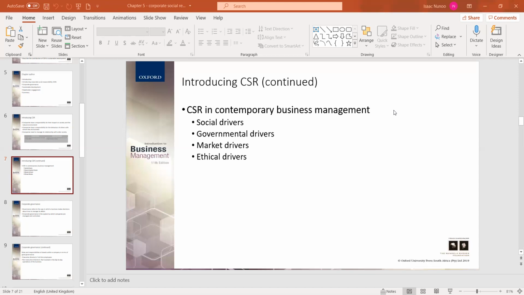With these kinds of issues, we can now go on to talk about contemporary business management. One of the major issues in contemporary business management is social drivers. How do social drivers make sure a corporate organization becomes responsible? The social driver here is that every company would not want to be in a bad light.